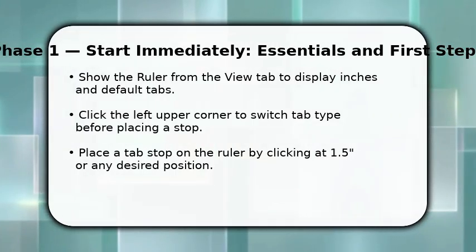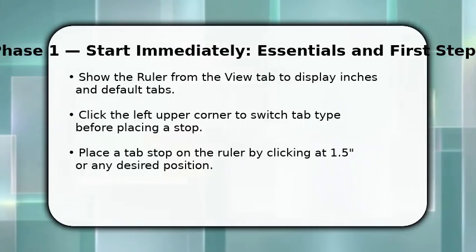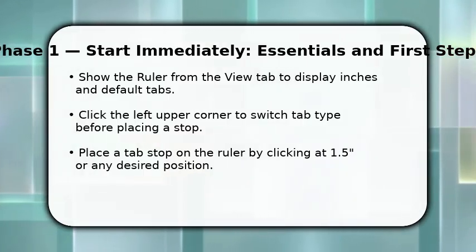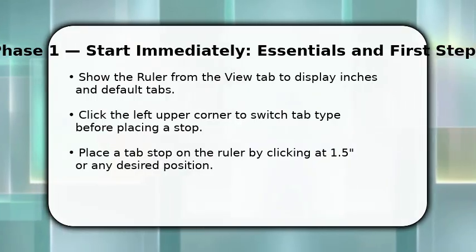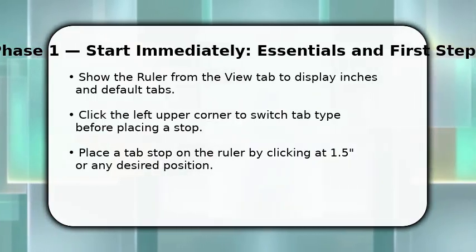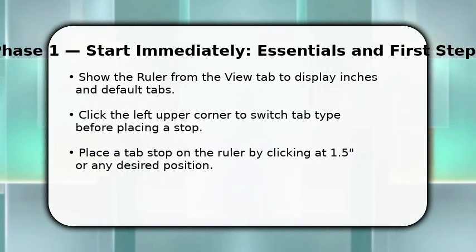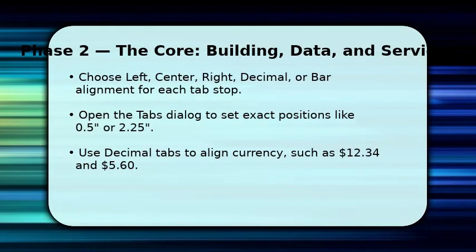Click the ruler at 1, 5, or any desired position to set a tab stop. Use Ctrl plus Tab inside tables to insert a real tab. Press Tab or Shift plus Tab to navigate stops. Select the paragraph text first before modifying tab stops to apply changes.